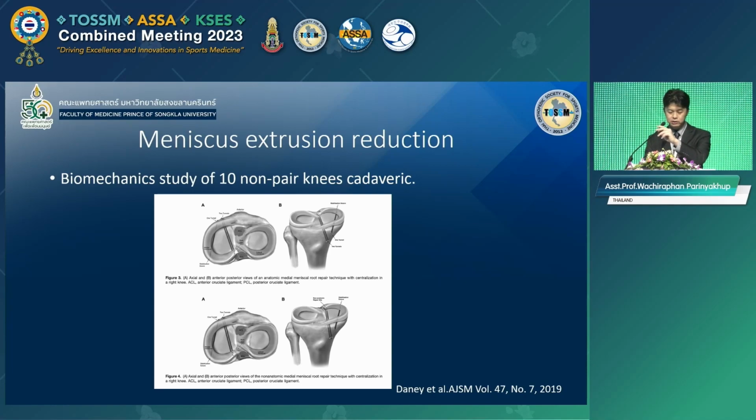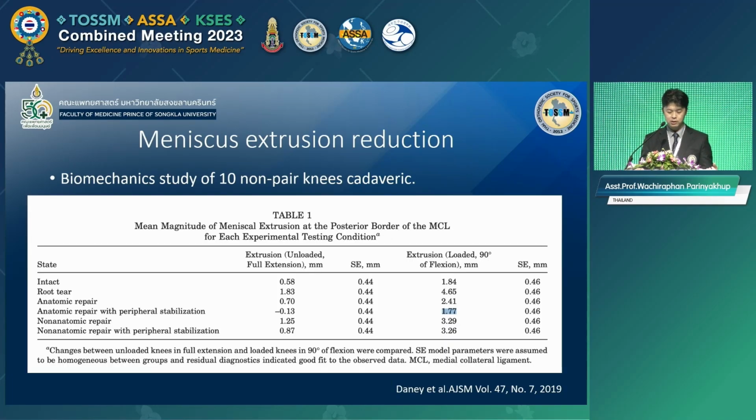And another literature shows the centralization combined with the root repair. Is it essential or not? You can see that the anatomic transtibial pull-out root repair can restore the hoop state of the meniscus, but when you repair and augment that with centralization, this technique better restores the extrusion of the meniscus.